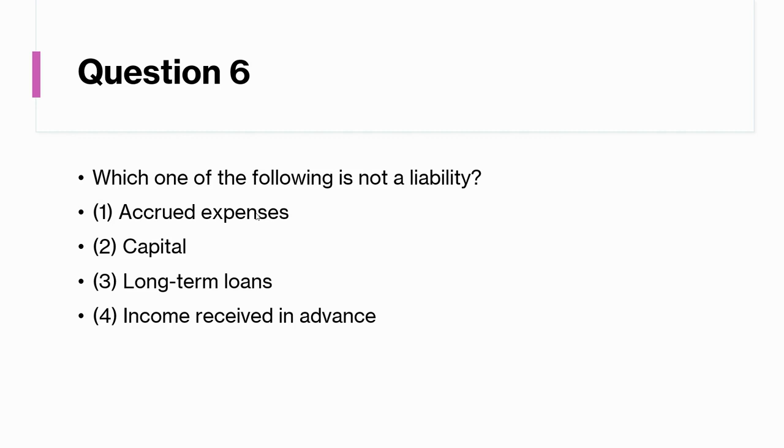Which one of the following is not a liability? So you have accrued expense. I will cover this in the next topics in detail, to define exactly what accrued expenses and income received in advance are, because we haven't really covered that topic. I'm going to cover accrued expense, income received in advance, prepaid expenses, and accrued income. But let's look at this question for now. Which one of the following is not a liability?